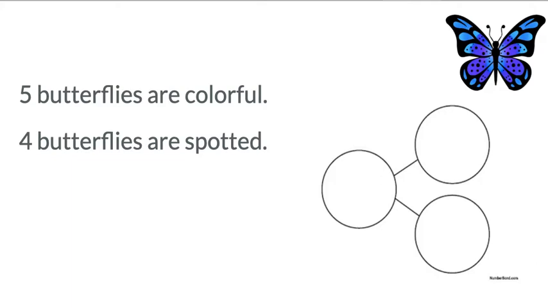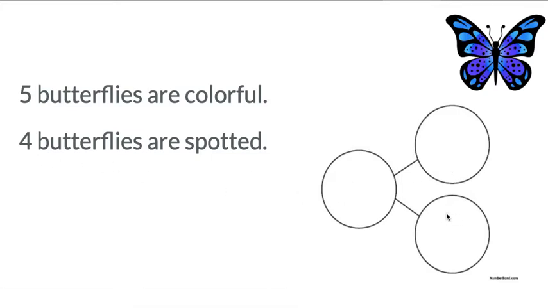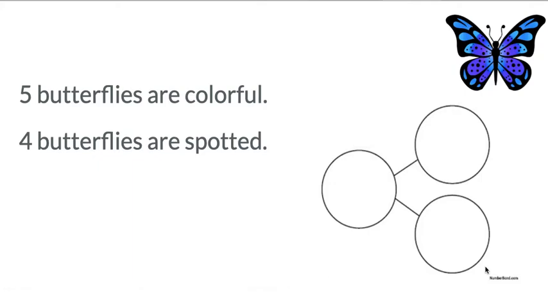You can use a whiteboard, an eraser, a whiteboard marker. You can also use a journal to follow along with me. So read with me. Here we go. 5 butterflies are colorful. 4 butterflies are spotted. So we need to fill in the parts. We know that 5 are colorful and 4 are spotted. So I would put 5 here, 5 plus the 4 that are spotted here. So 5 plus 4 equals, write the answer down, please. And let's see if you have the right answer.